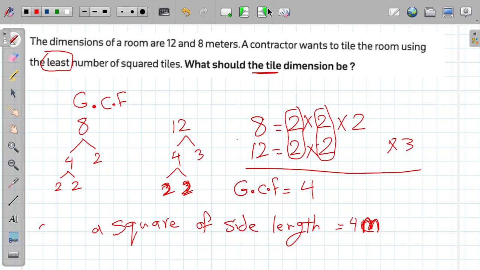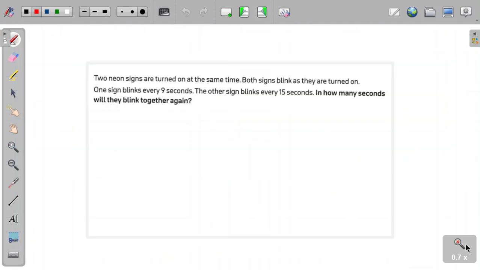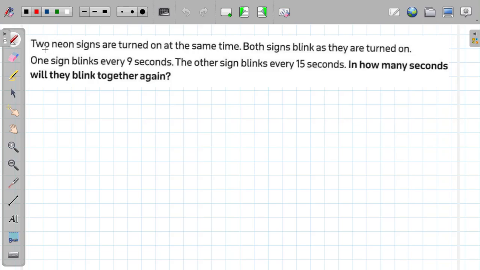Okay, let's do another example. Here I have two neon signs that are turned on at the same time. Both signs blinked as they were turned on. One sign blinks every 9 seconds and the other sign blinks every 15 seconds. In how many seconds will they blink together again?